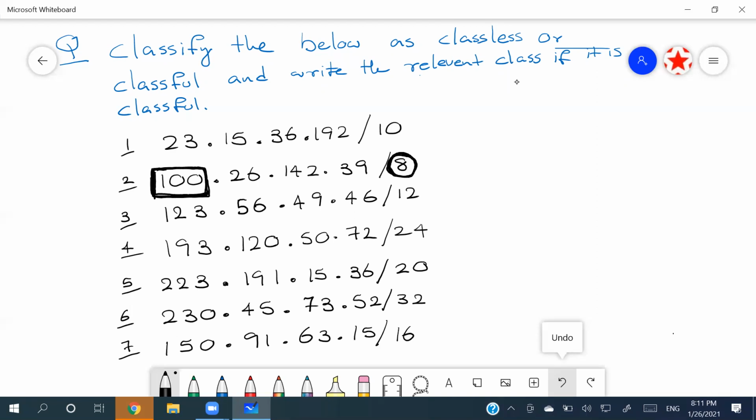That is, this is going to be within the range, and the net ID has 8 bits.